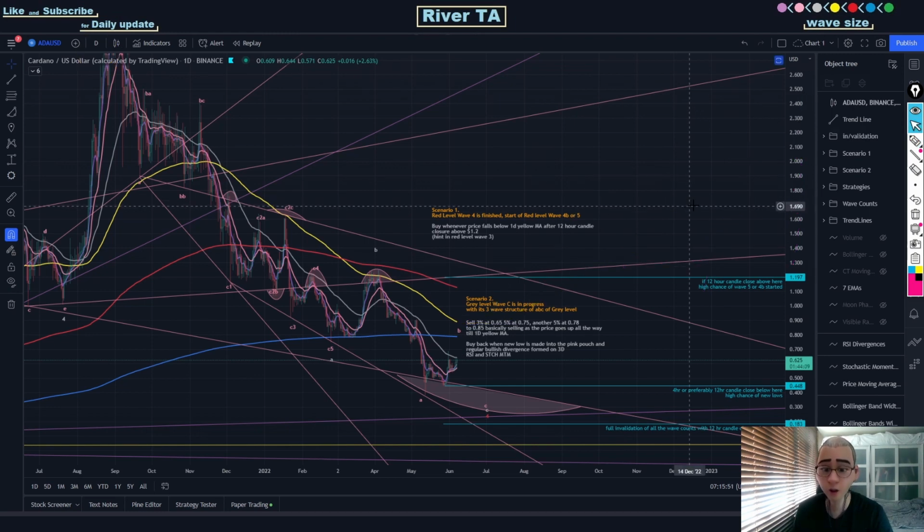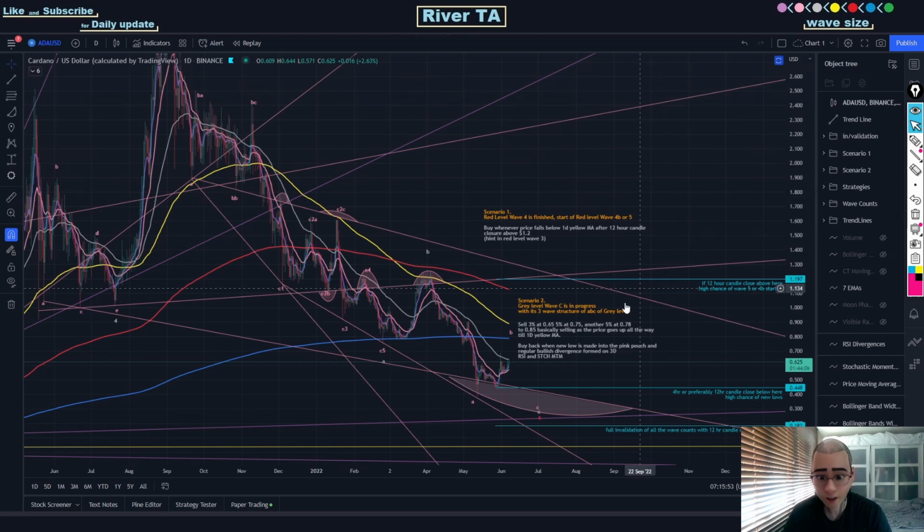Then what about scenario 2? Sell 3% at $0.65, 5% at $0.75, and another 5% at $0.78 to $0.85. Basically, selling as the price goes up all the way till the 1-day yellow moving average. So scenario 2 is considering that gray level wave C is still not finished, and there is a potential possibility for the price action to fall down again.